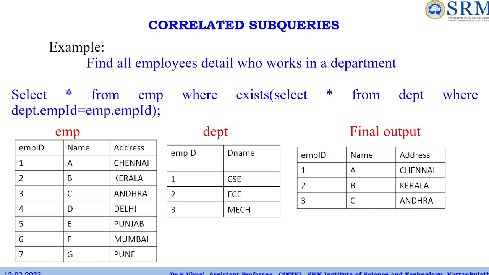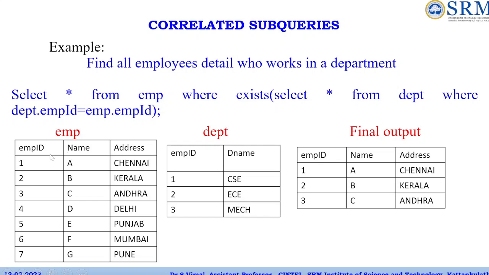Select asterisk from employee where exists, select asterisk from department where department.employee ID is equal to employee.employee ID, the employee table's employee ID.